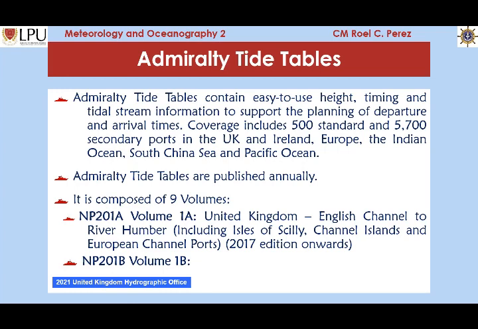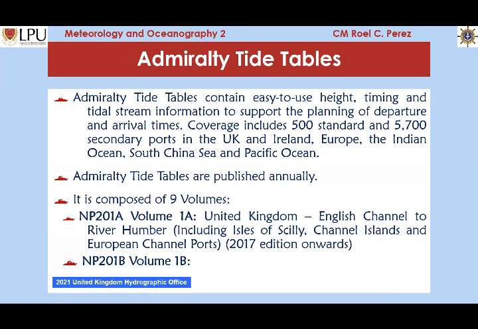Of course, Admiralty tide tables are published annually because they change, no? And it is composed of 9 volumes. Okay, so regarding Admiralty tide tables, it is now composed of 9 volumes. Before, we only had 4 volumes of the tide tables for a long time, no? 4 volumes. But now it has increased. So it is now composed of 9 volumes.